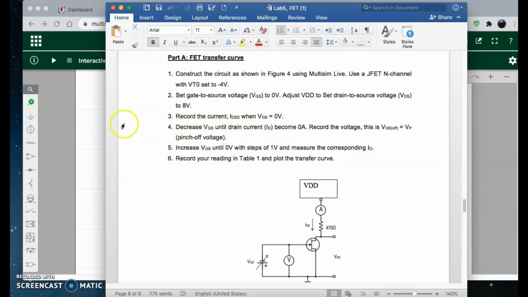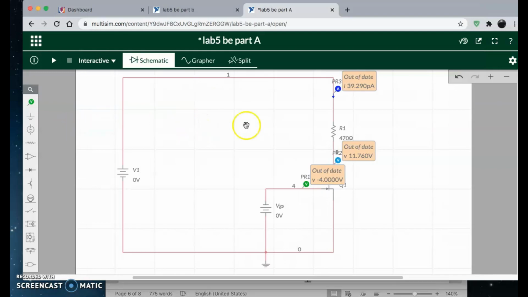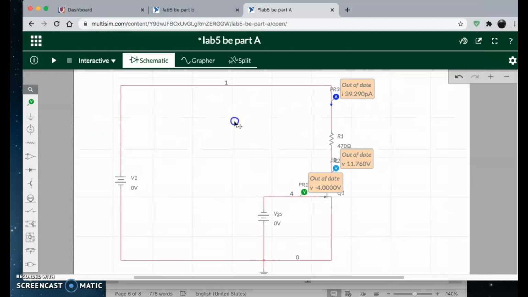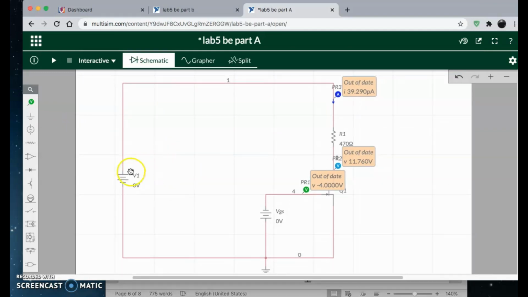So we use Multisim to create this circuit. This one is for VGS. This one is a resistor, this one is the voltage for VGS and VDS, and this one is the output, ID. ID is current.